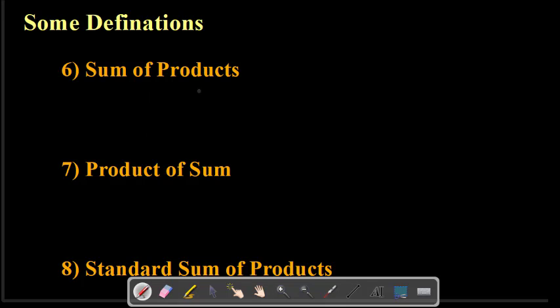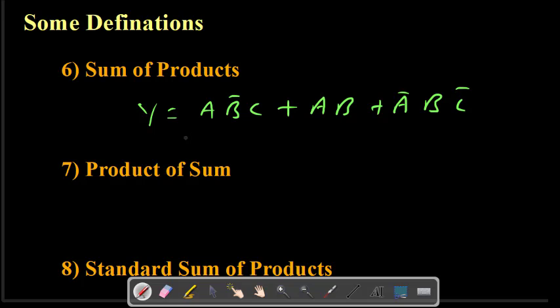Next definition is sum of products, and of course we have product of sums. Why are we learning these definitions? Because it can be shown that any logic expression can be converted into these two forms, so it is easier for us to design the circuit. So what is the meaning of sum of products? Any expression of this type, like I am writing A B bar C plus something, is a sum of products. Here we have products, and we are summing them. This is the summation of the products, therefore this expression is called a sum of products.